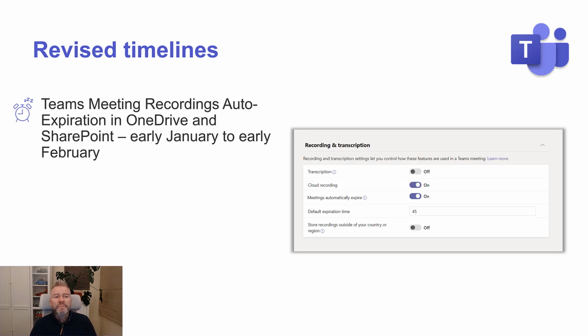Revised timelines. So meetings, Teams meeting recordings, auto expiration on OneDrive and SharePoint. A lot of organizations now, when people record a meeting, it gets recorded to the person's OneDrive if it's just a regular meeting, or to SharePoint if it's a channel meeting. Now, Microsoft have worked out that after something like 60 days after a meeting, almost none of those recordings ever get looked at again, like ever.